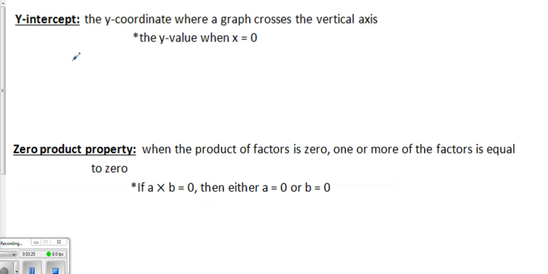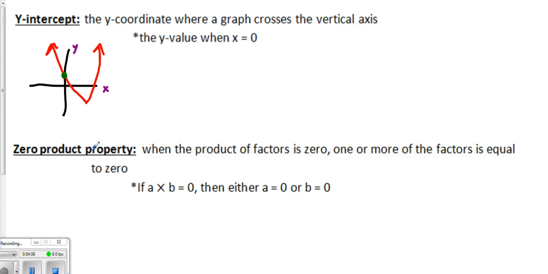The y-intercept, I'm going to draw that same little parabola really quick. The y-intercept is pretty similar to the x-intercept, only it's the y-coordinate where a graph crosses the vertical axis. So here we have our y-axis, here we have our x-axis. We need the y value when x equals 0. That's going to happen right here. This would be our y-intercept, not the x-intercept. The x one, there are two, right here and here. The y-intercept, there's just the one. It happens right here.